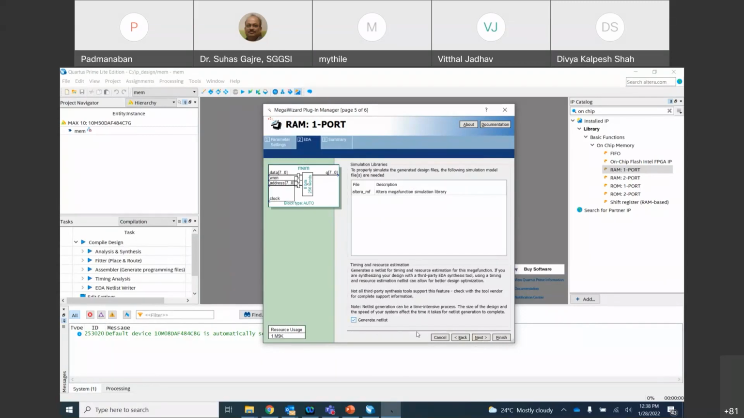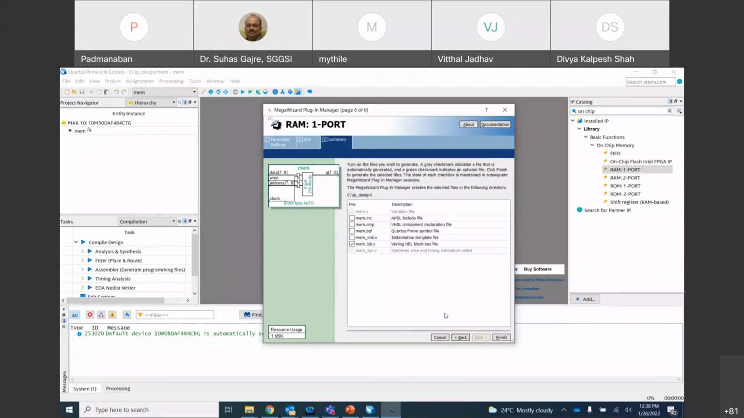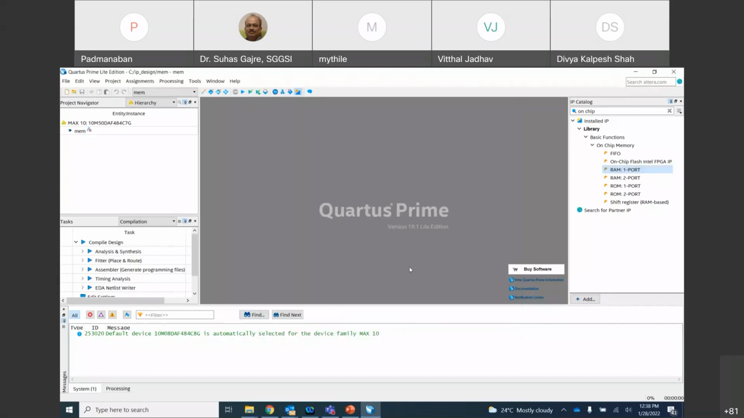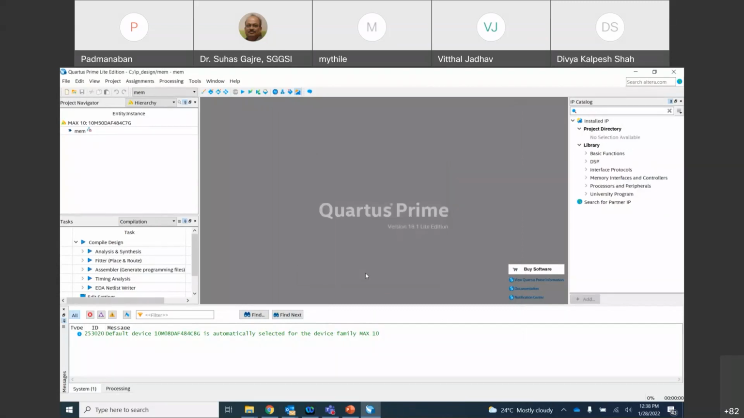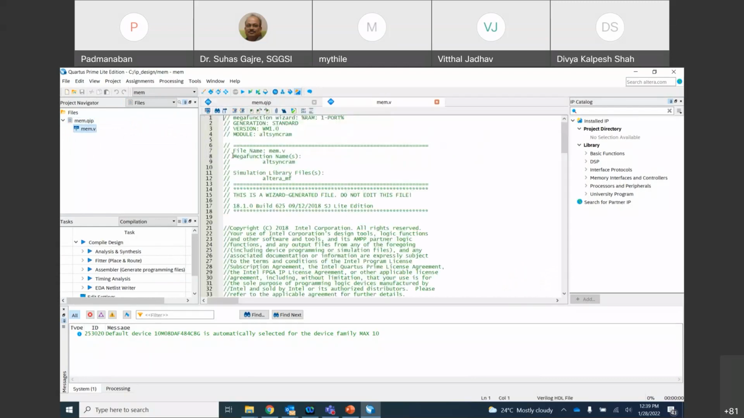And then you say generate netlist, and then say next. If you want to see the instantiation template file, you can include that also. Now say finish. Now you can see the design is adding a .qip file, which is the Quartus intellectual property file. Say yes. You can see the file which is added. If you go to the files here, you can see there is a memory.qip Quartus intellectual property file available. If you open that, you can see that information and the file here. See that?